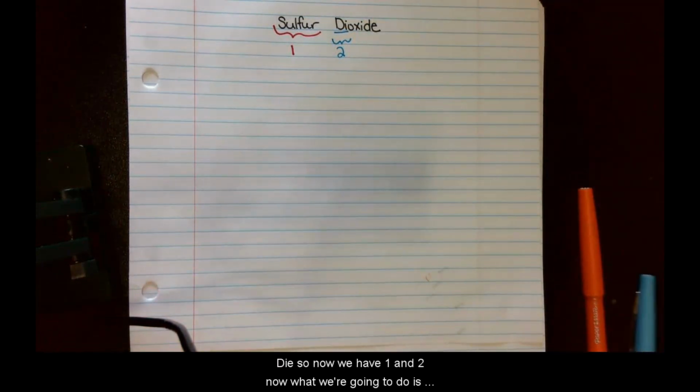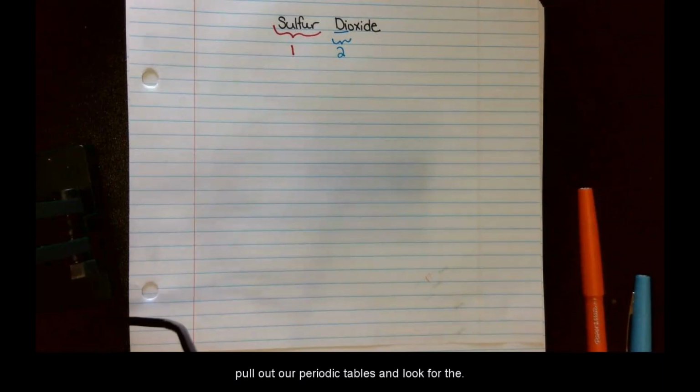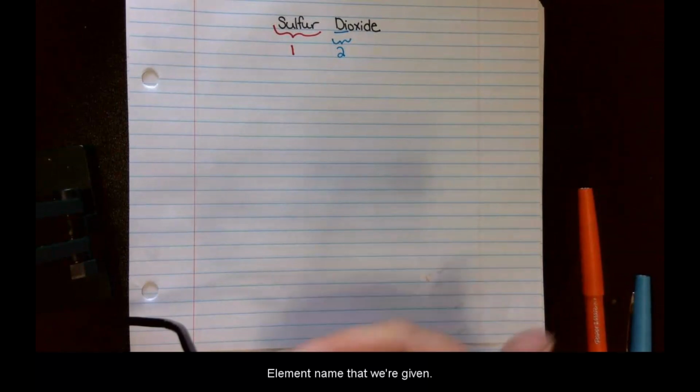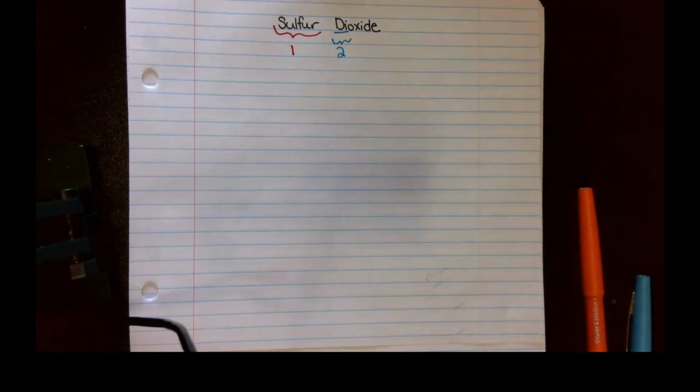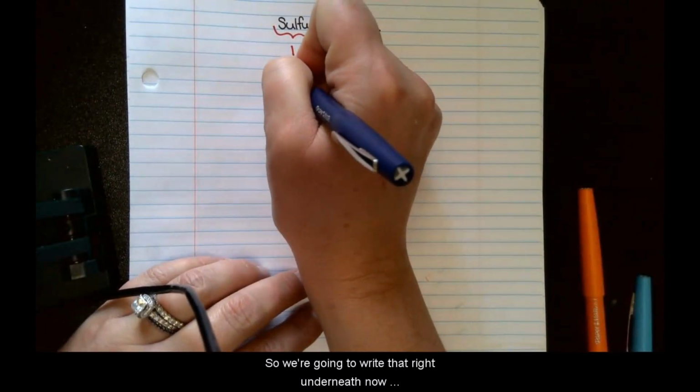Now what we're going to do is pull out our periodic tables and look for the element name that we're given and relate it to a chemical symbol. So sulfur, the chemical symbol for sulfur is S. So we're going to write that right underneath.